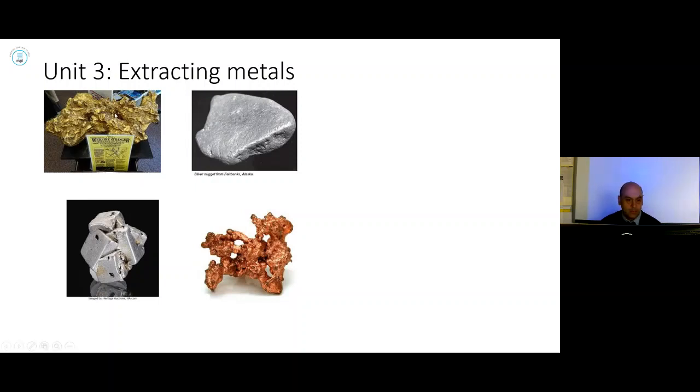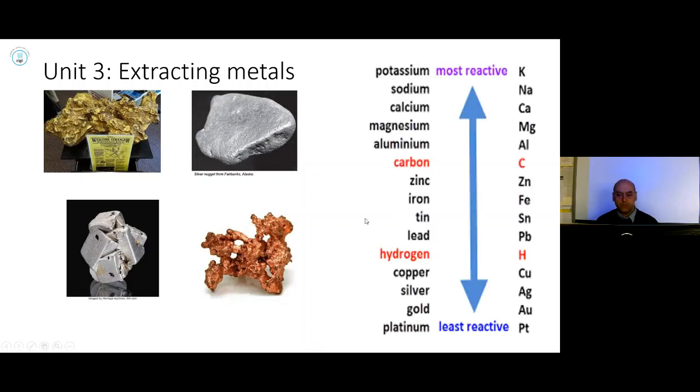So we've got gold, the biggest nugget of gold that's ever been found, I believe. I imagine that's a fake. We've got some platinum, we've got some silver, and we've got some copper. These metals, we all refer to them as being native metals. So why are these metals what we call native metals?